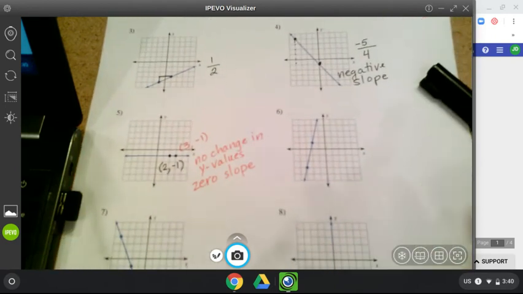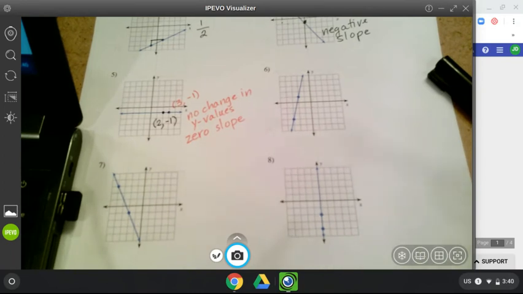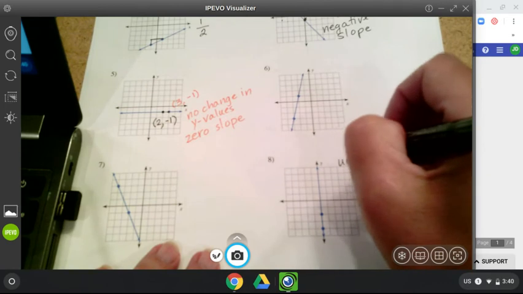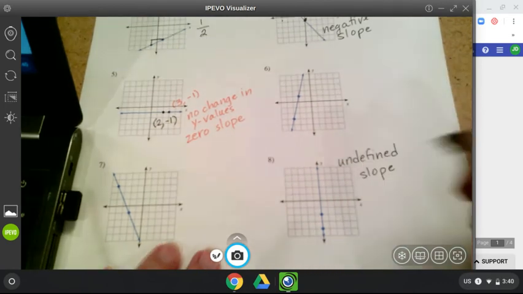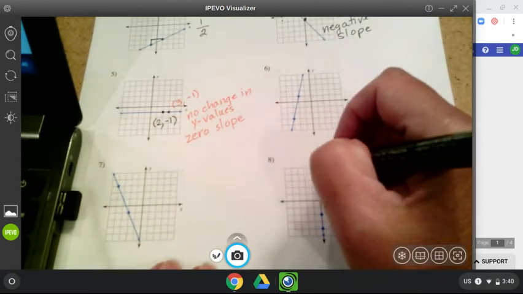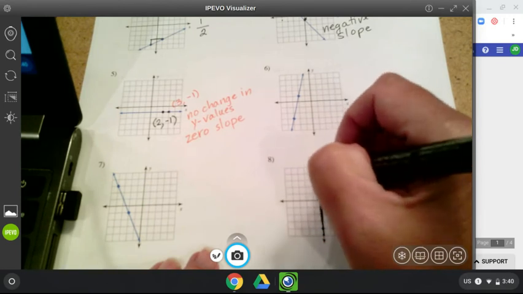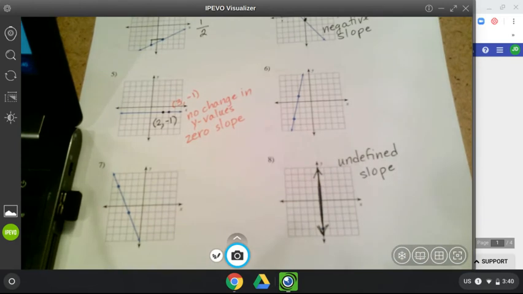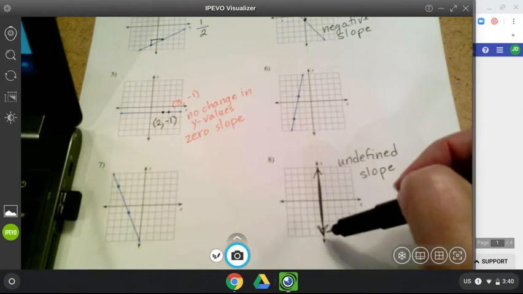Now the other one is called an undefined slope. That's like number 8. This is undefined. And that's because it is going straight up and down. See this? Straight up and down. Now here, the y values are the only thing changing. The x values are all the same. All the x values for this are 0.